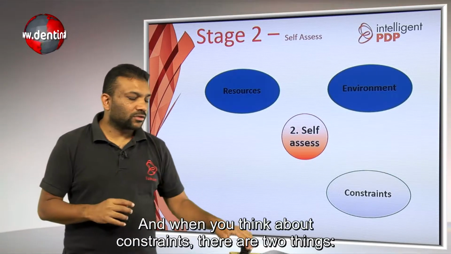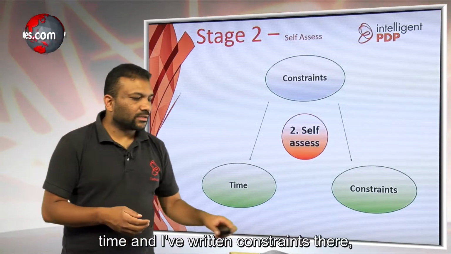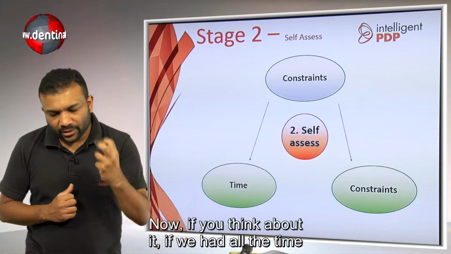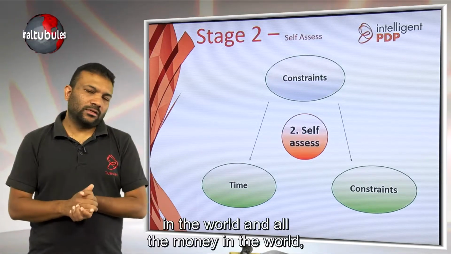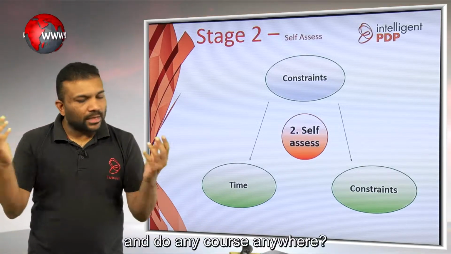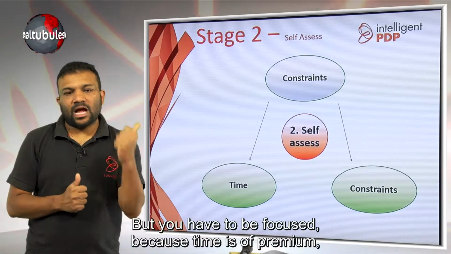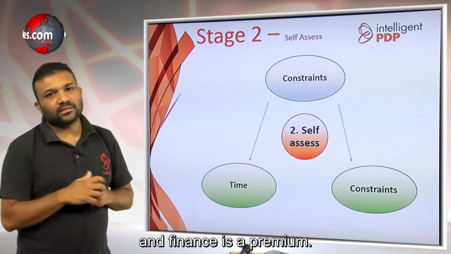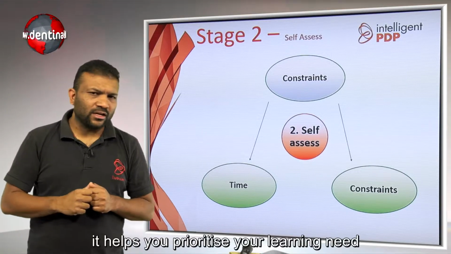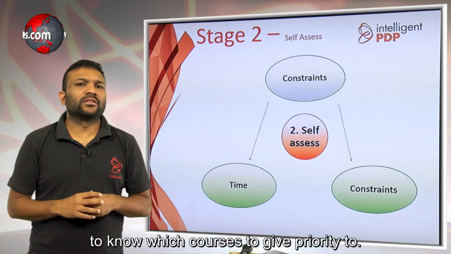And when you think about constraints, there are two things. Time, and I've written constraints there, it should be finance. Time and finance. Now, if you think about it, if we had all the time in the world and all the money in the world, wouldn't it be awesome for us to be able to go and do any course anywhere? Doesn't matter. But you have to be focused because time is at a premium and finance is at a premium. So the first thing the Intelligent PDP does, it helps you prioritize your learning need so you know which courses to do when, to know which courses to give priority to.